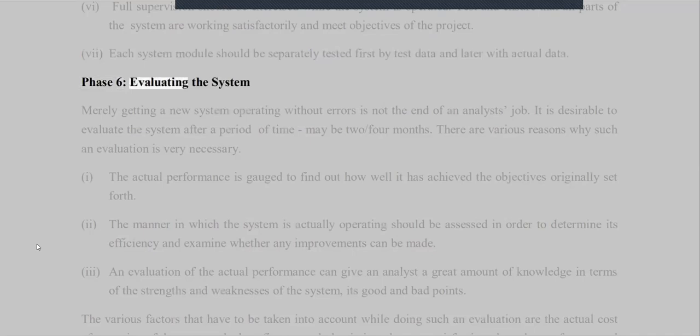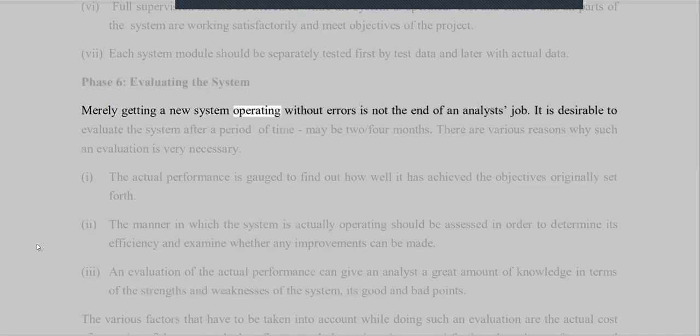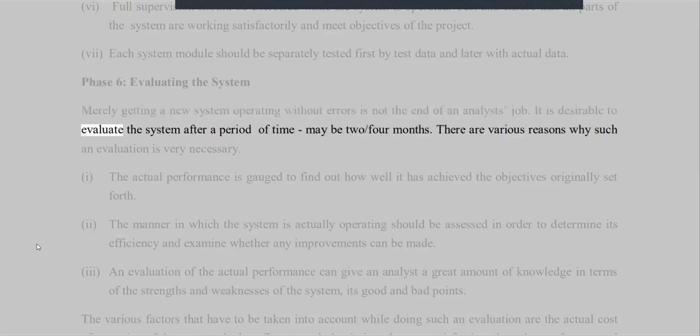Phase 6. Evaluating the system. Merely getting a new system operating without errors is not the end of an analyst's job. It is desirable to evaluate the system after a period of time, maybe 2 to 4 months. There are various reasons why such an evaluation is very necessary.